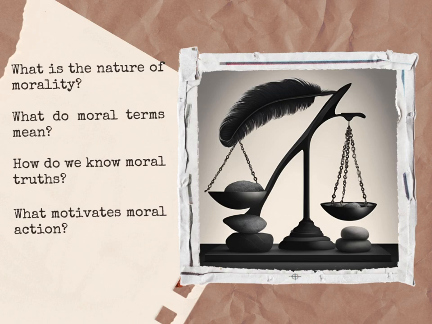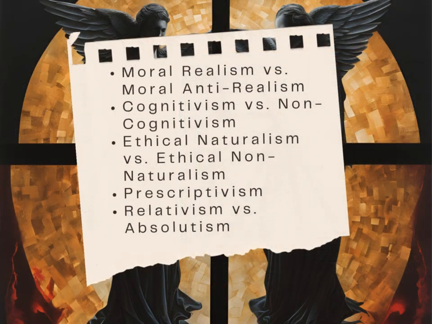And then there are certain concepts such as moral realism versus moral anti-realism. And then we have cognitivism versus non-cognitivism, ethical naturalism versus ethical non-naturalism, and many more. So these are the things which are discussed in meta ethics.